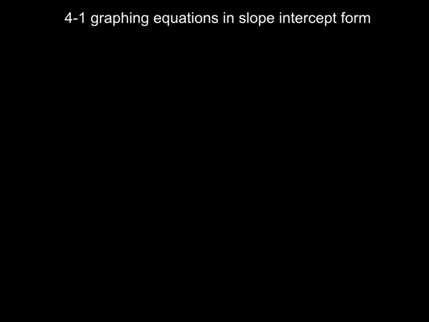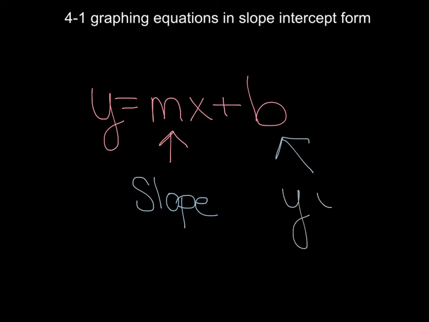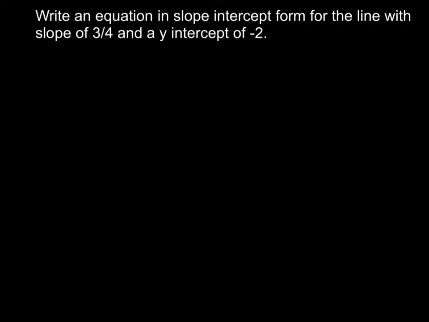The slope-intercept form of a linear equation is y equals mx plus b, where m is the slope and b is the y-intercept. So that means where the line intersects with y. Let's take a look at an example.